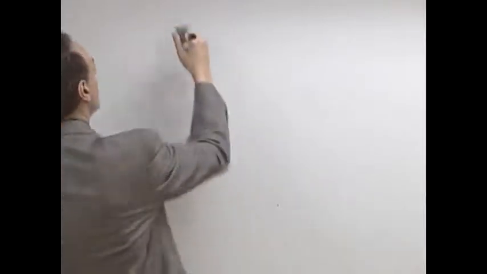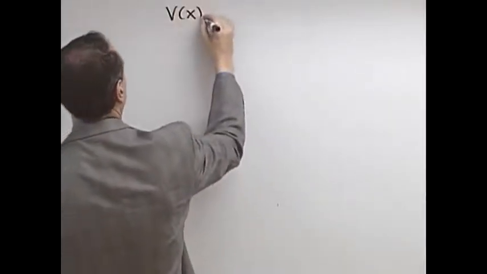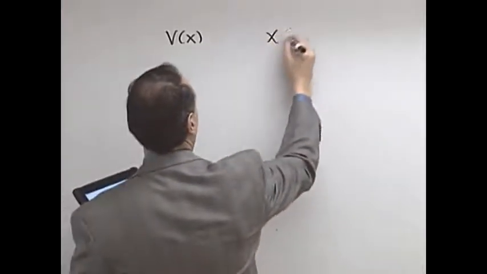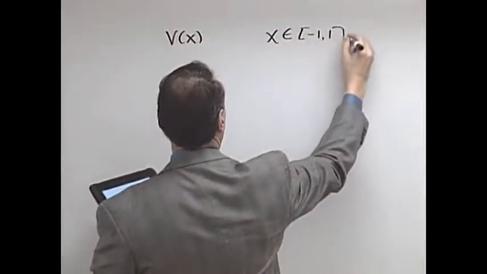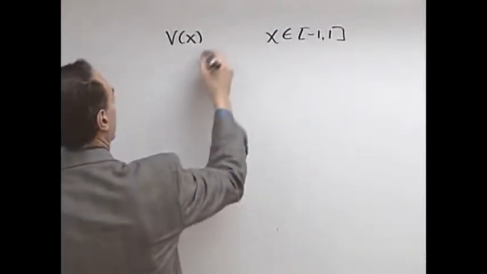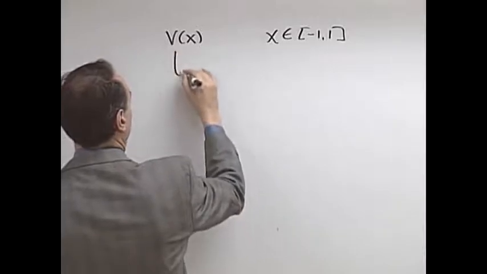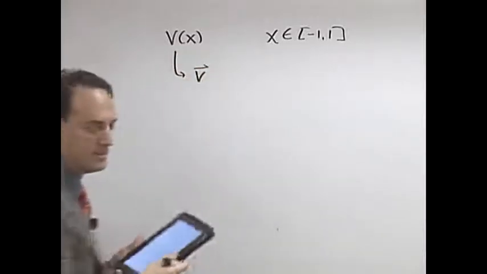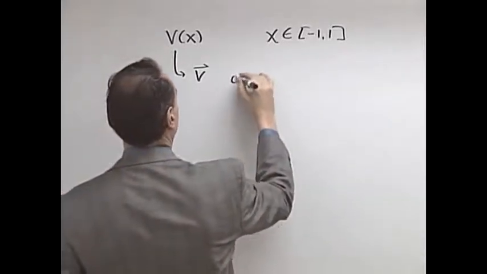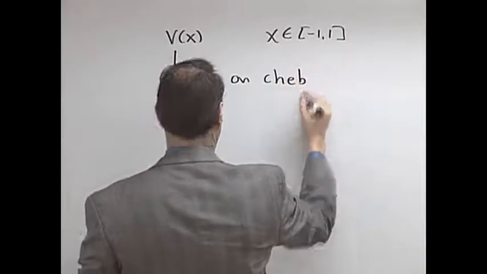Clustered points, Chebyshev differentiation. So what we're basically saying is this. Suppose I have a function, v of x. We're going to chop up v of x. In particular, we can work on some domain, -1 to 1, and chop it up on this domain. So v of x is now chopped up into a vector v on some points. In particular, we're going to use the Cheb points.